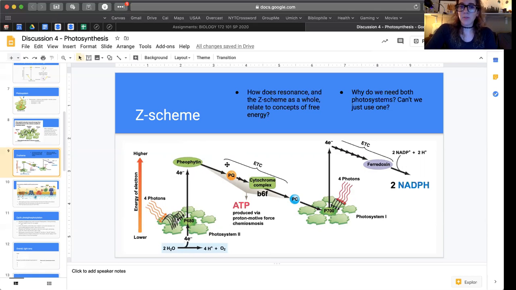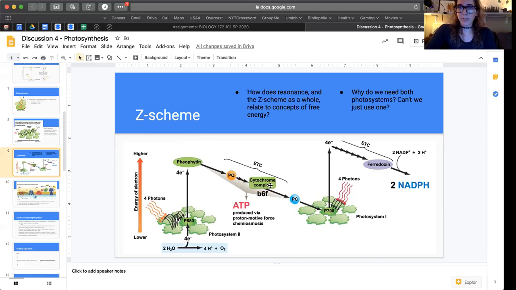And the reason why it's able to do this without any energy input is because this is going to be more electronegative. So the electrons are automatically going to go here without any sort of extra input required. So we're getting to a more stable state. And then the electrons are going to go into the cytochrome complex, b6f.